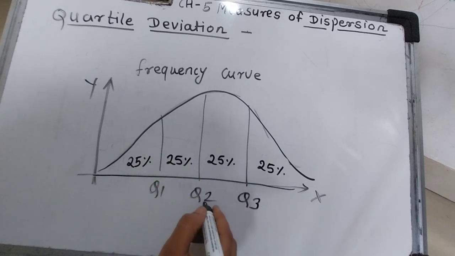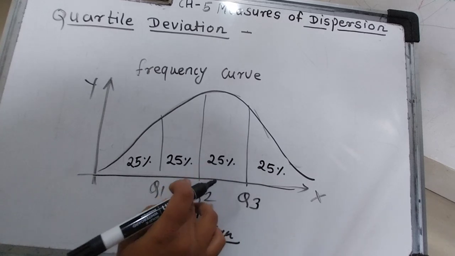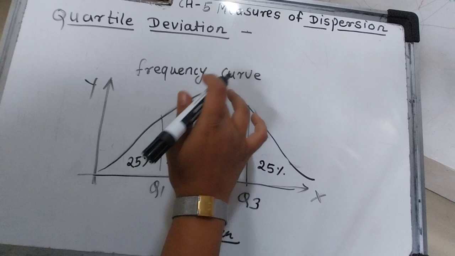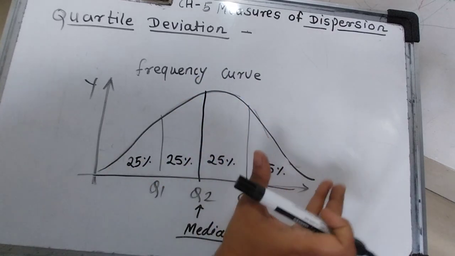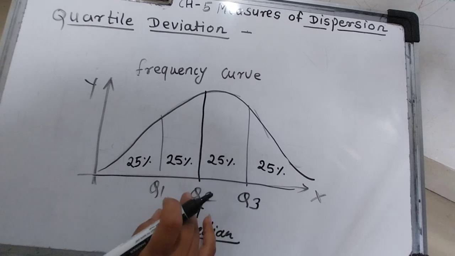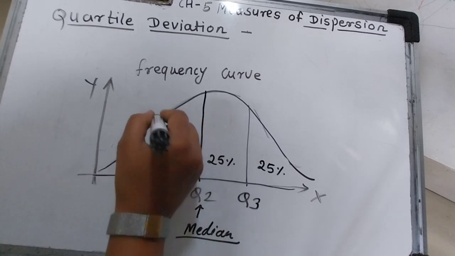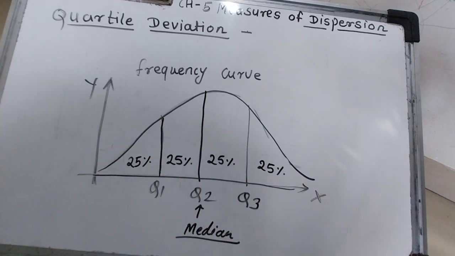We can say Q1, Q2, Q3. And what is Q2? Q2 is the median. We already studied the median. The median divides the data into two equal parts. This is the 50% and this is the 50%. So Q2 is the median, and the formula for Q2 is the same. Understood?